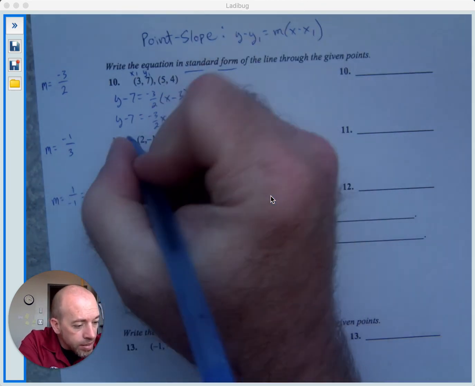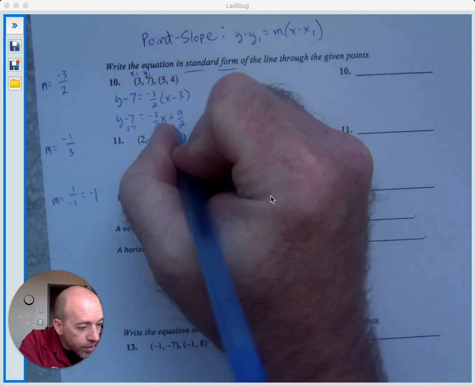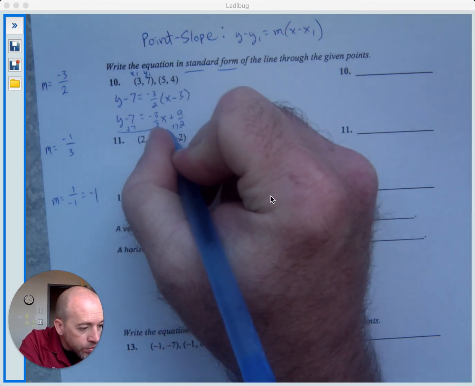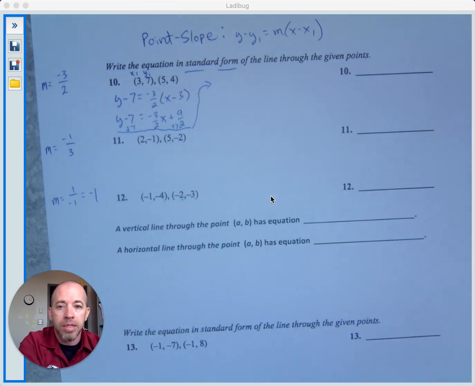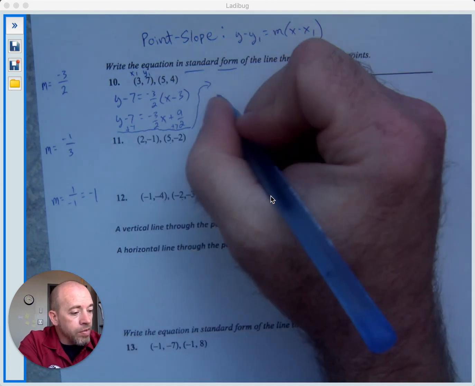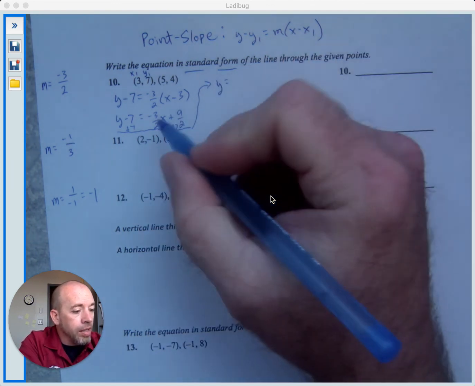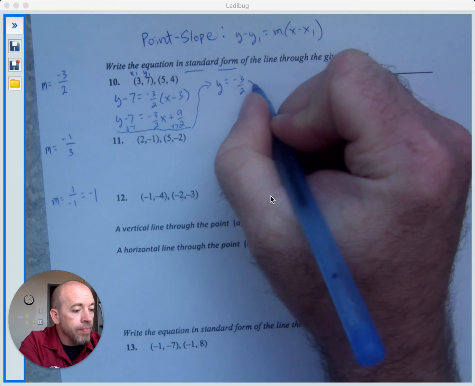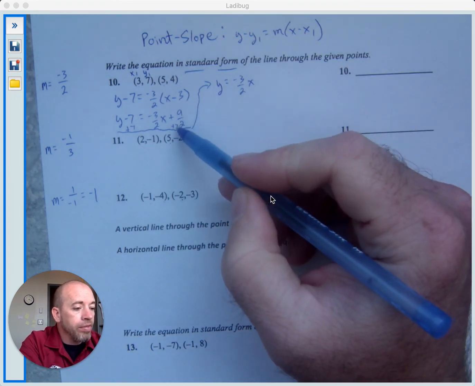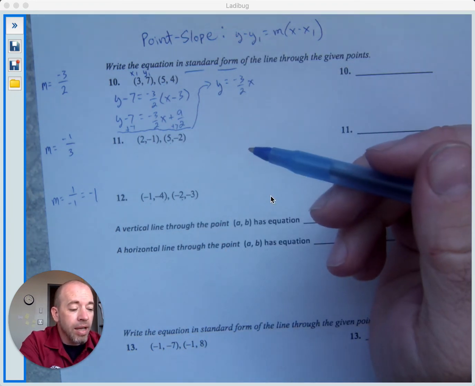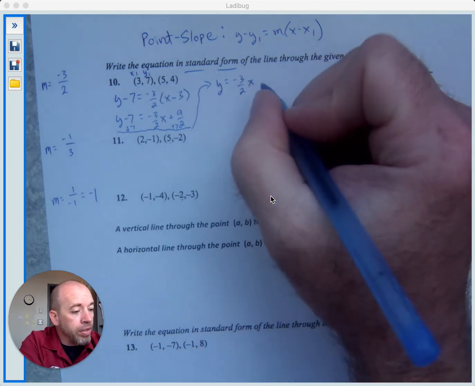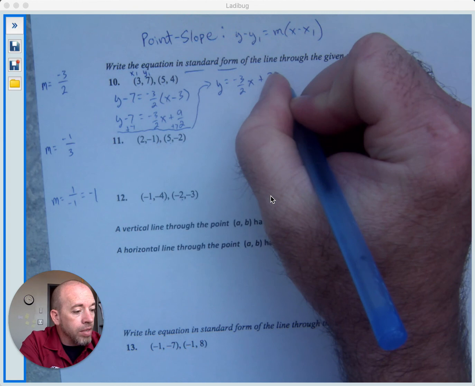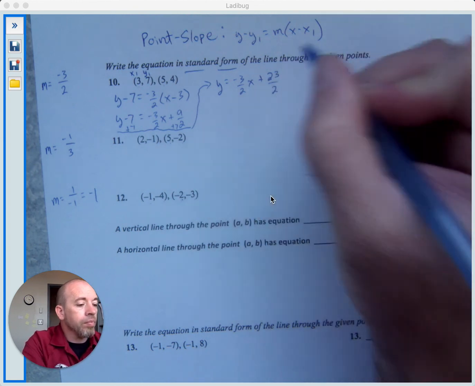So now I'm going to add 7 to both sides. I didn't leave a lot of room on these problems, so you might need another piece of paper. I'm going to try to squeeze it into these spots, but we'll see if it works out. So I'm going to add 7 to both sides. That gives me y equals negative 3 halves x, and then 9 halves plus 7. Well, 7 is really 14 halves. 14 and 9 is, what, 23, right? So plus 23 halves.